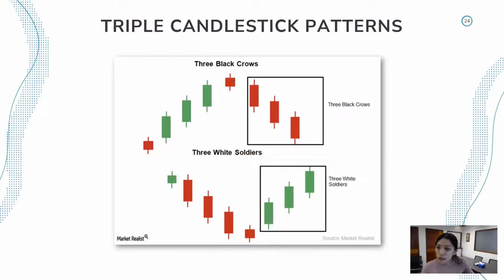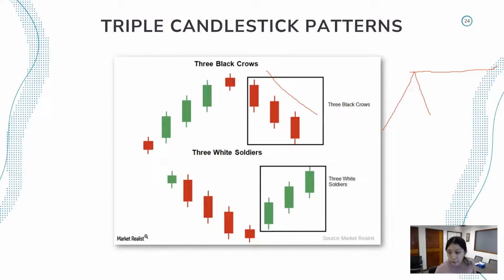Okay, let's look at the triple candlestick patterns. We have two types: one is the three black crows, and the other is the three white soldiers. The three black crows can occur as a sign of reversal of a trend. So it normally happens at a resistance level. Let's say this is a resistance level of a chart. You can identify it here on the right side. It can also occur as a sign of a strong bearish breakout.